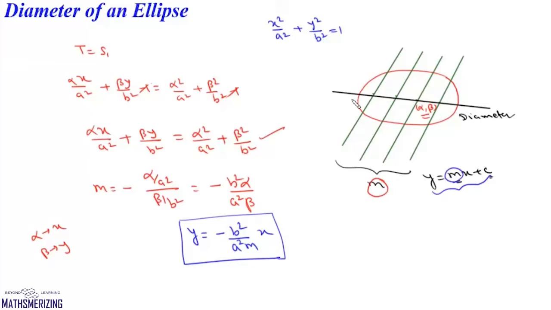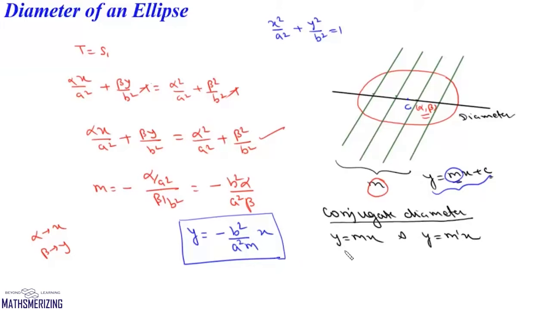So this diameter is a straight line which passes through the center of this ellipse. Now with diameters, we also study something called conjugate diameters. Two diameters are said to be conjugate when each bisects all chords parallel to the other. Say for example, suppose we have two diameters which are y equals mx and y equals m dash x. Now we know that for this line, the equation of diameter will be given by y equals minus b square upon a square m into x.